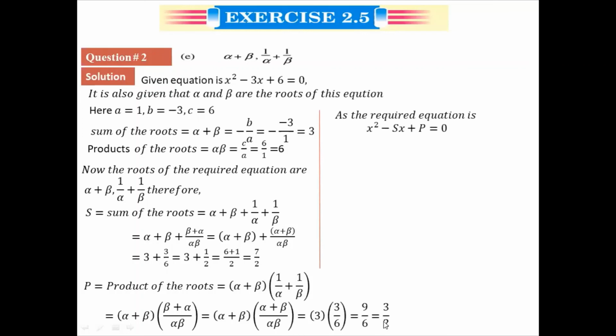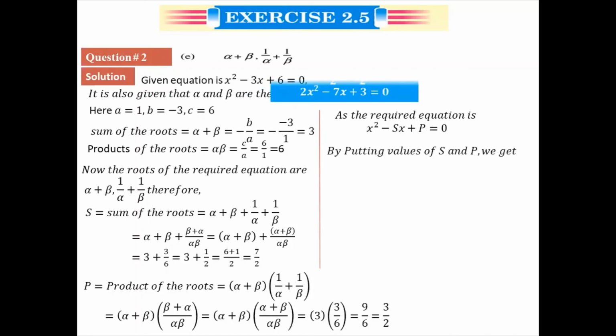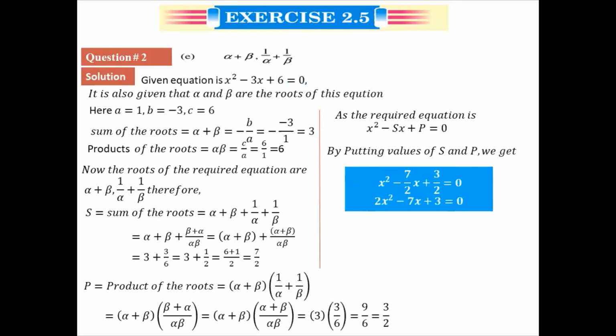As the required equation is x square minus sx plus p is equal to 0, by putting values of s and p, we get x square minus 7 by 2 x plus 3 by 2 is equal to 0. 2 is the LCM, so multiplying both sides of the equation by 2, we have 2x square minus 7x plus 3 is equal to 0. This is the required quadratic equation whose roots are alpha plus beta and 1 over alpha plus 1 by beta.